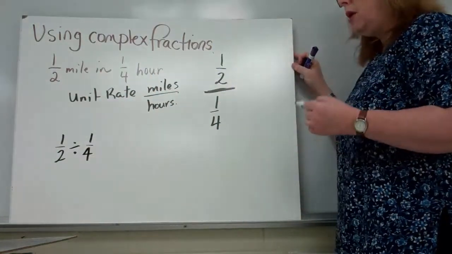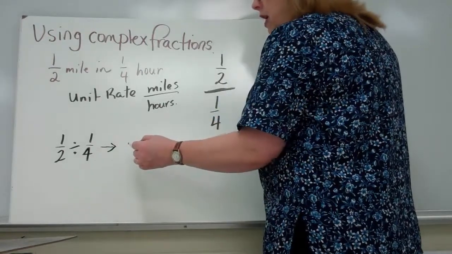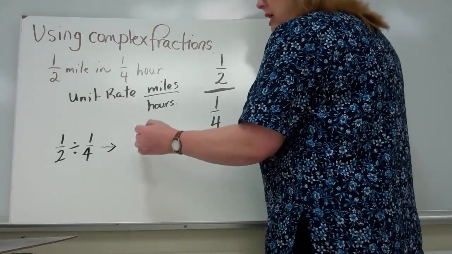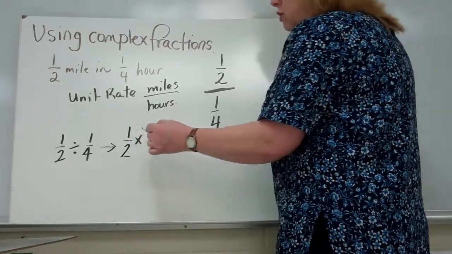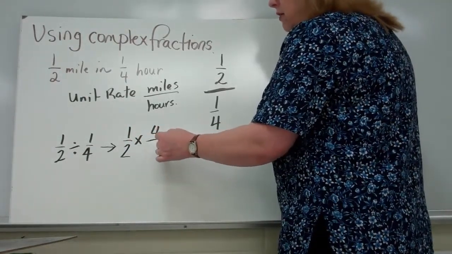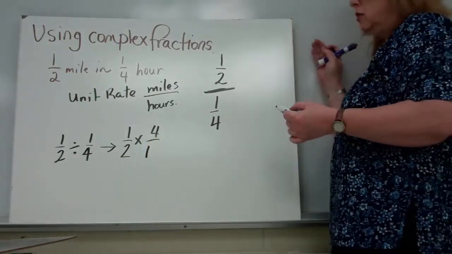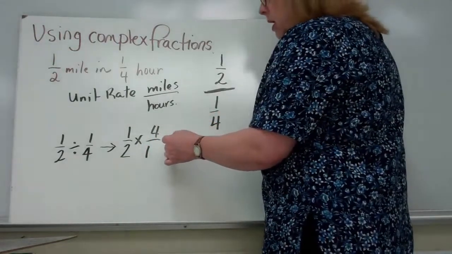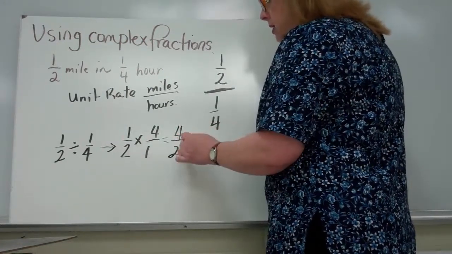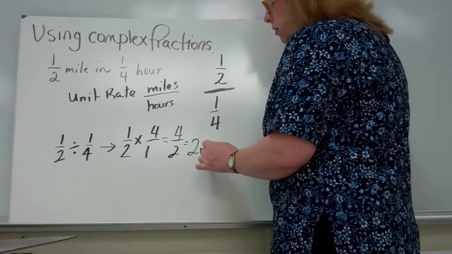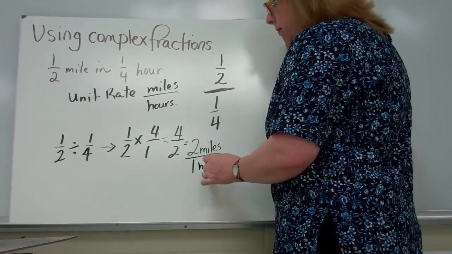And now you know how to solve those because we've worked with fractions, and we do the keep, change, flip. So we keep the first term, change to multiplication, and flip the second term. We use the reciprocal, as it's called, of the second term. And now I multiply and solve for 2 miles for 1 hour.